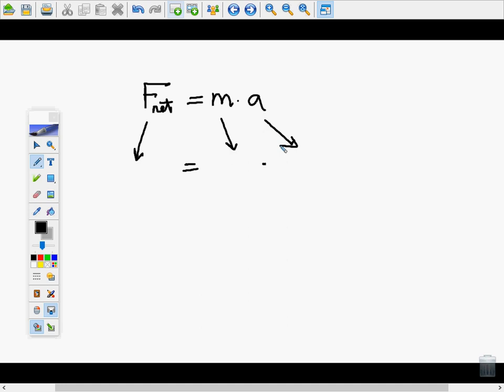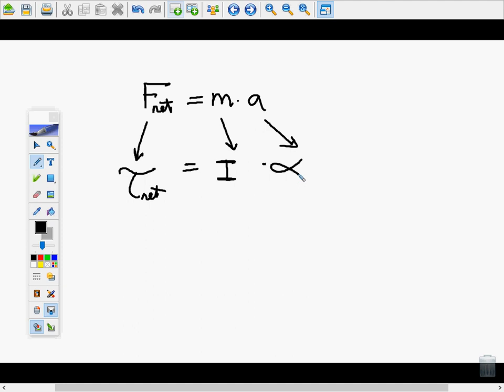Matthew, could you tell me a replacement for one of these quantities? F net is replaced with torque. And Julia, could you tell me a replacement for one of the other quantities? And Kyle, the a, what does that become? Alpha. Greek symbol alpha for rotational acceleration.